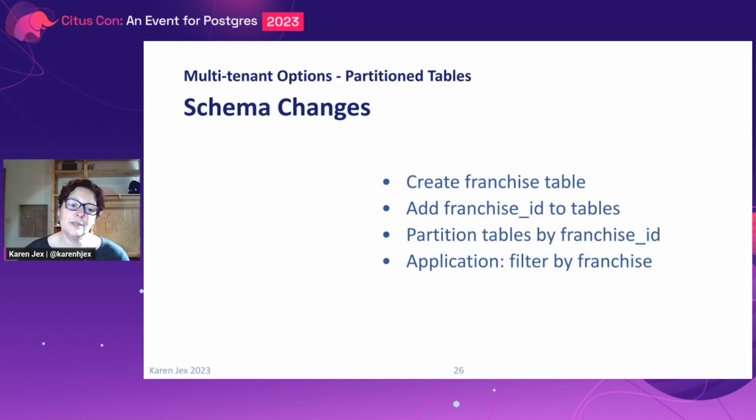You'd need to put some schema changes in place if you wanted this kind of architecture. So you'd need to create yourself a franchise table, add the franchise ID to all of the tables that contain franchise-specific information, partition those tables by franchise ID. So you wouldn't need to partition any shared reference tables, but you would need to partition things like your customer data, for example, your order data. And make sure that your application is changed as necessary so that it just selects the rows that are relevant to a particular franchise.